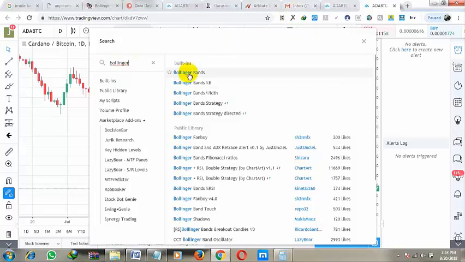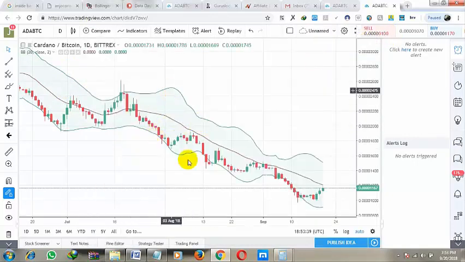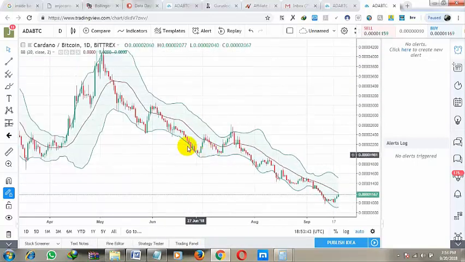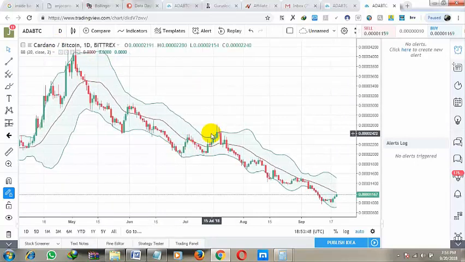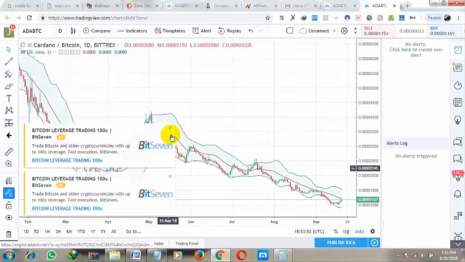Now, this is Bollinger band, the first one here. I click on it. Once you click on it once, it has added it to your charts, okay? If I close this, now this is the Bollinger band, what I just showed you. This is a live trading session with Ada, that's Cardano, okay? Look at it closely, and you will understand what I just told you.